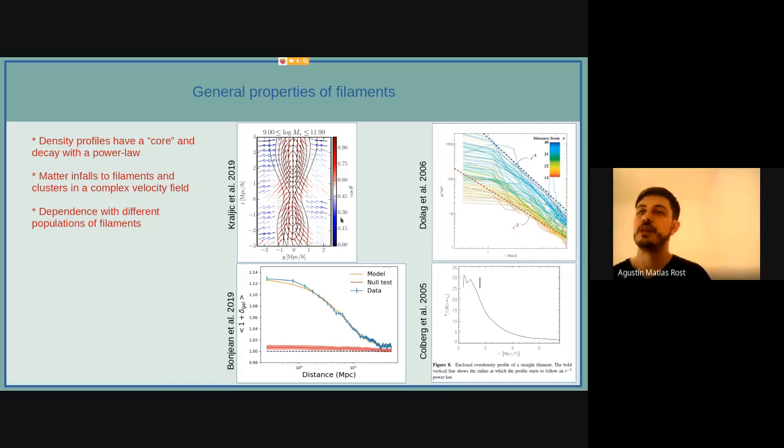For the case of the velocity flows around the filaments, in general they are very complicated, but the trend is that the material tends to fall onto the filament, and at the same time it flows towards the nodes.